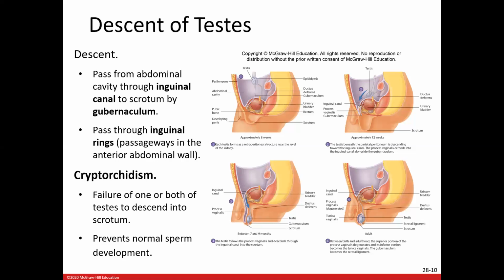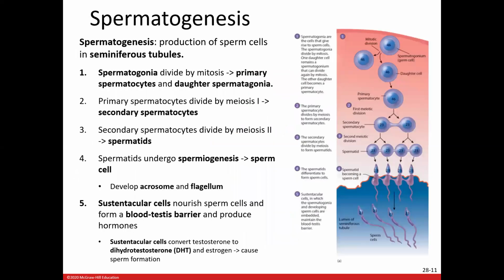If this happens, ultimately you're not going to have normal sperm development because the testes are not where they need to be, both in terms of a regulatory environment, but also in the position they need to be in to receive signals to produce sperm. And the process by which sperm is produced is called spermatogenesis. So spermatogenesis is just a type of gametogenesis. As the name implies, this implies the production of sperm in, again, the seminiferous tubules.